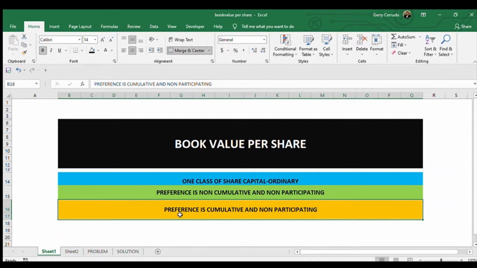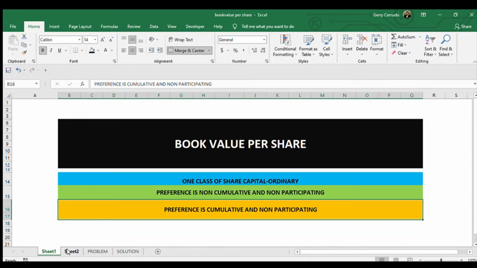So, since nabanggit na rin yung preference share, no? In this case, we have this preference share, special share ito because they are the ones being prioritized over the net assets of the corporation. So we will try to illustrate how this stockholders' equity is being apportioned or distributed between the two classes of shares.